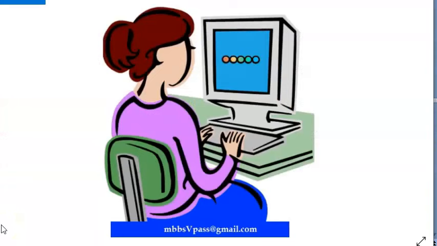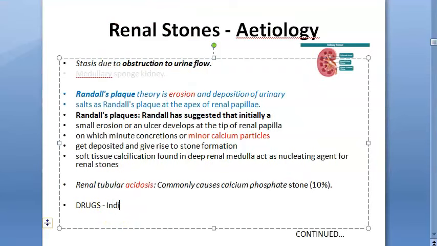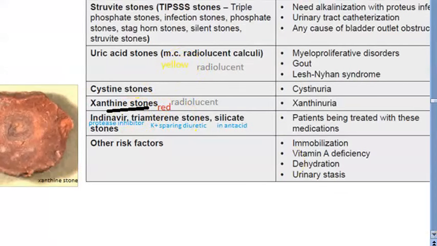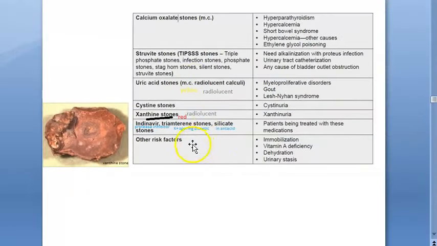So do not forget, if somebody asks you the cause of stones, we should add that, wait. So drugs or medicines like Indinavir, triamterene, is it? And silicate. So if somebody is taking these type of drugs, they can have renal stones. Okay guys, so did you get it? Very good. So all these are same guys. Struvite is same, triple phosphate stones is same, staghorn stone is the same. So these three names are all the same names, okay.